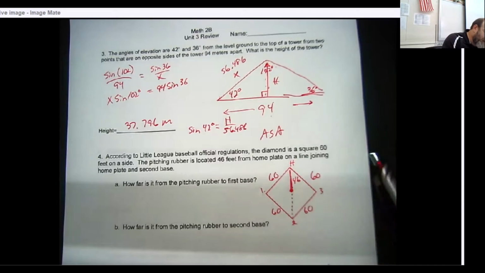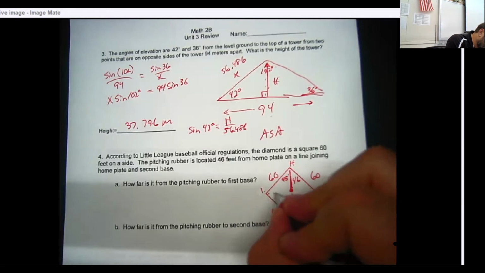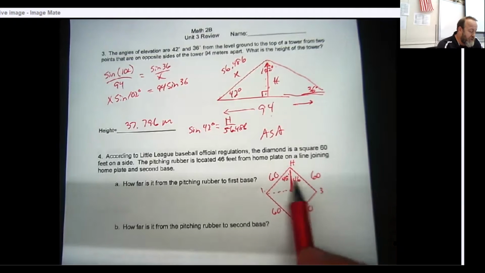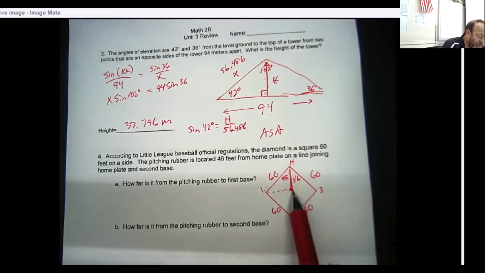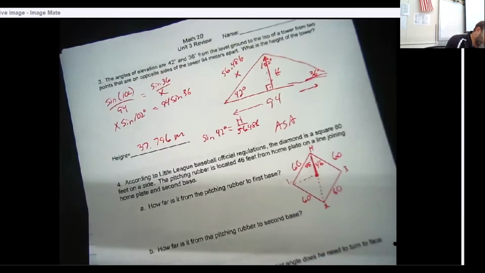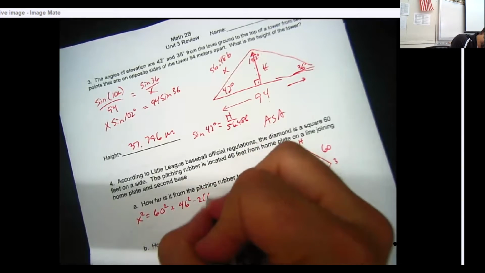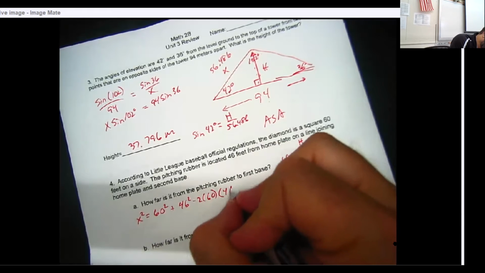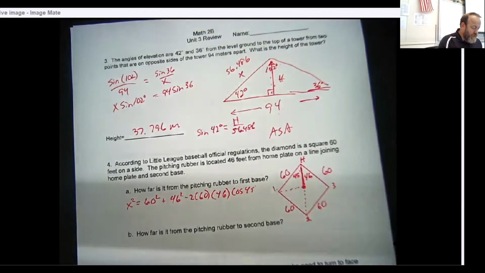Well, but because of how this works, this is a 45-degree angle between these two things. So you'll notice the side angle side. So I want to know how far is it from the pitching rubber right here to first base. Well, you'll notice the side angle side. So what I'm going to do is I'm just going to use the law of cosines. And a squared plus b squared minus 2ab cosine c. There we go.